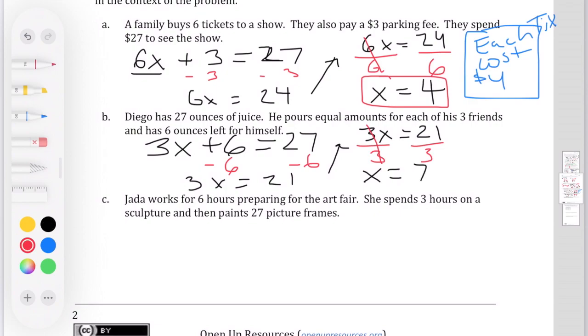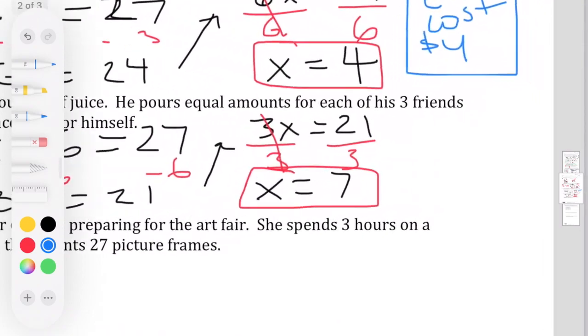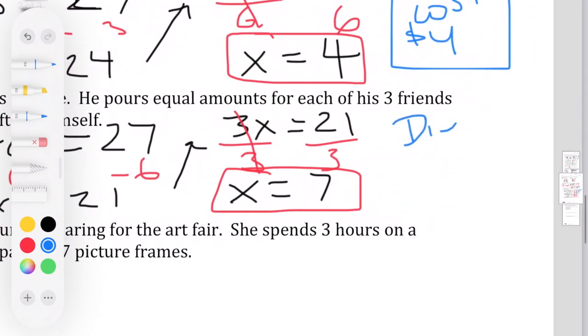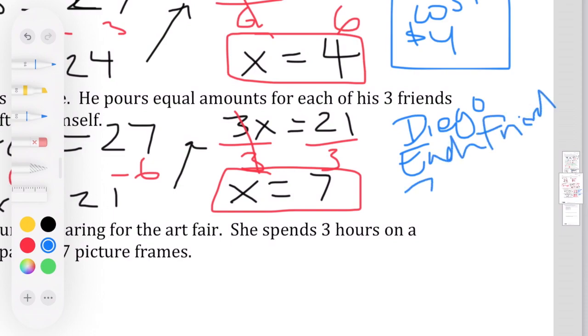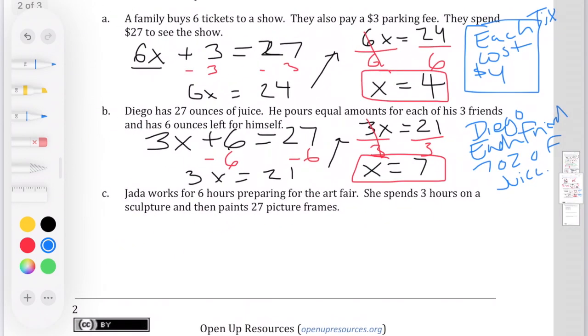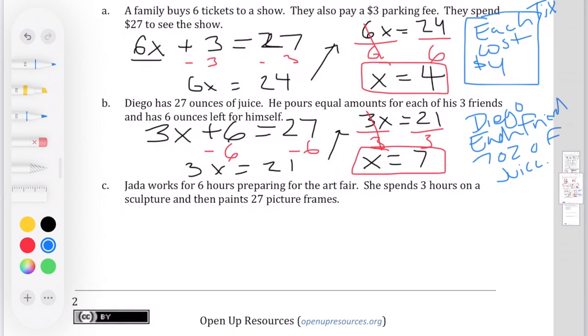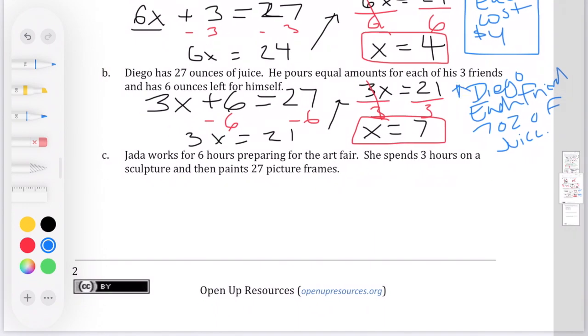And again, just finding that x is equal to 7 isn't good enough. We need to be able to put it in context to the story. So Diego poured each friend 7 ounces of juice. I apologize for my sloppy handwriting. Hopefully the notes that I send out will be a little bit better, but we need to make sure that we put each of our solutions into context to the story.